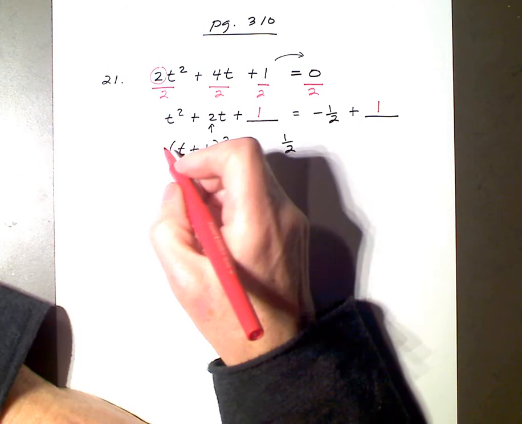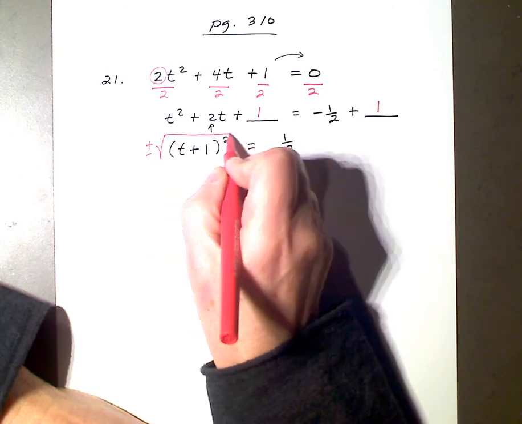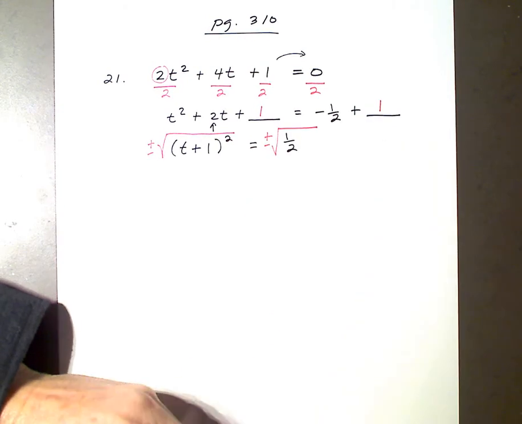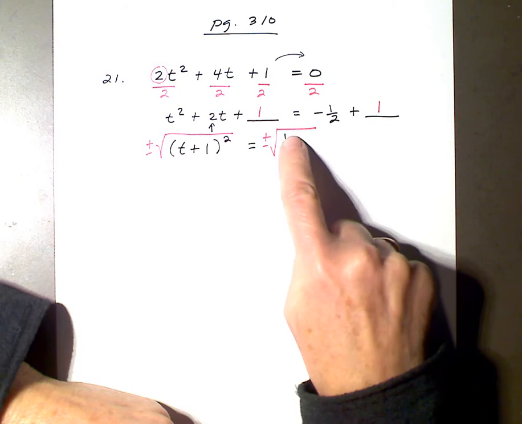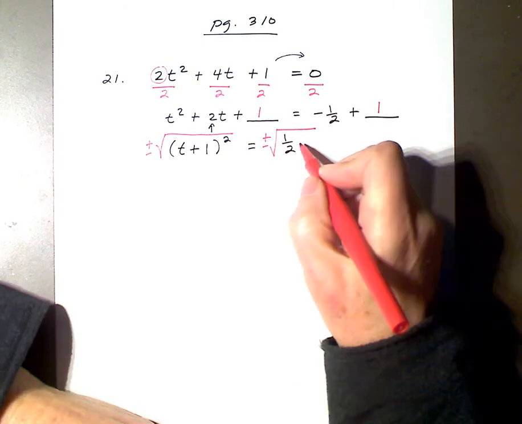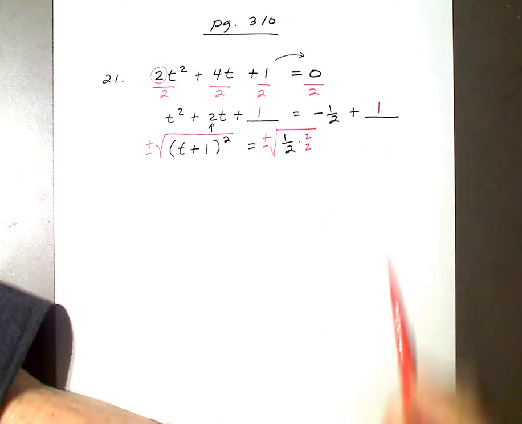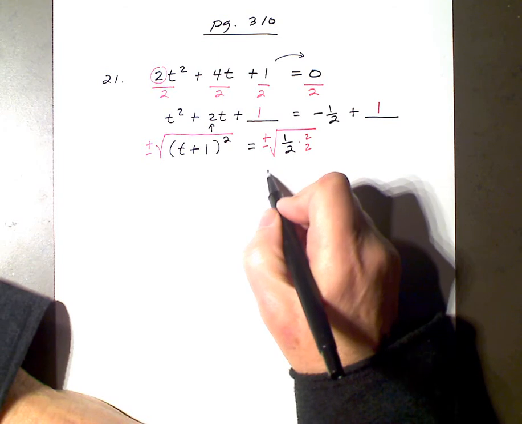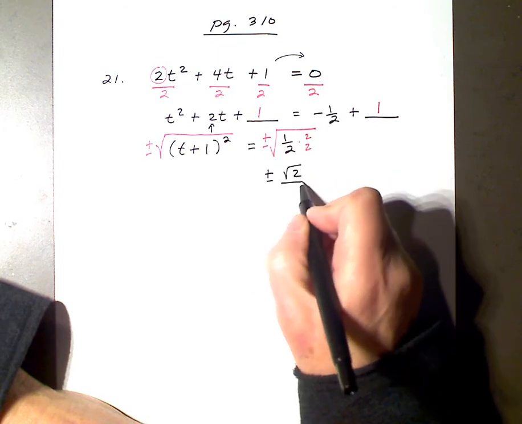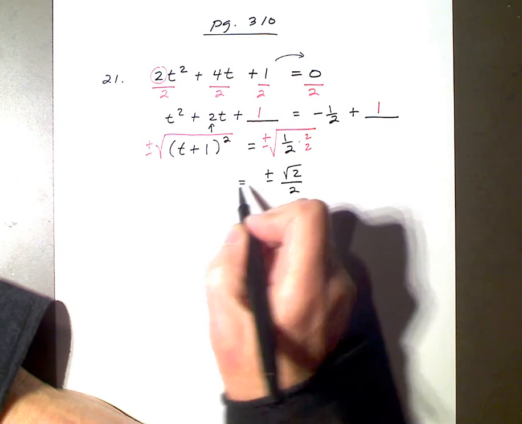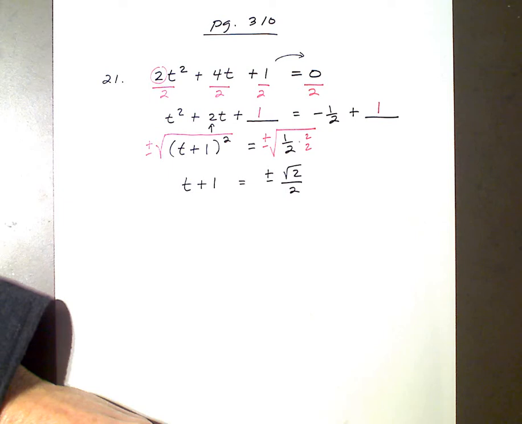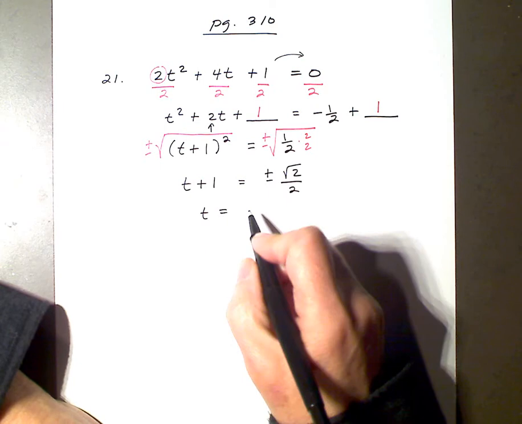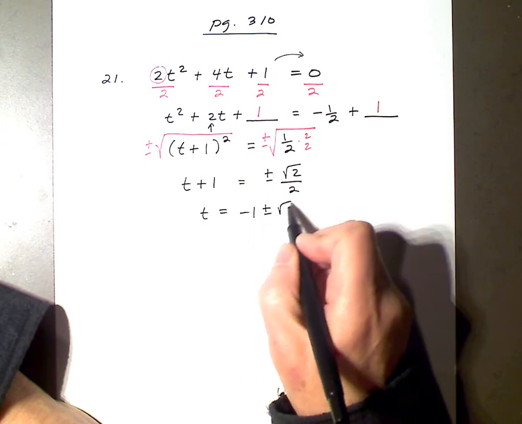And so I'm going to take the positive and negative square root of the left, positive and negative square root of the right. And because this is a square root of 1 over square root of 2, I need to rationalize this by multiplying it by 1 in the form of root 2 over root 2. So I get plus or minus the square root of 2 over 2. And here this is t plus 1. So then the last step here would be to isolate the t, would be to subtract the 1 from both sides. So t is equal to negative 1 plus or minus the square root of 2 over 2.